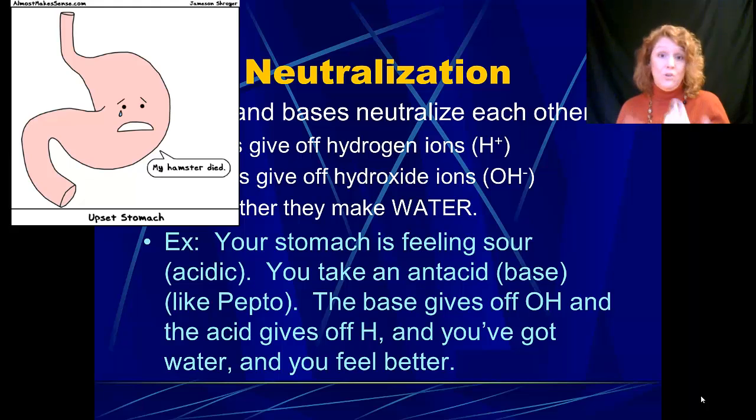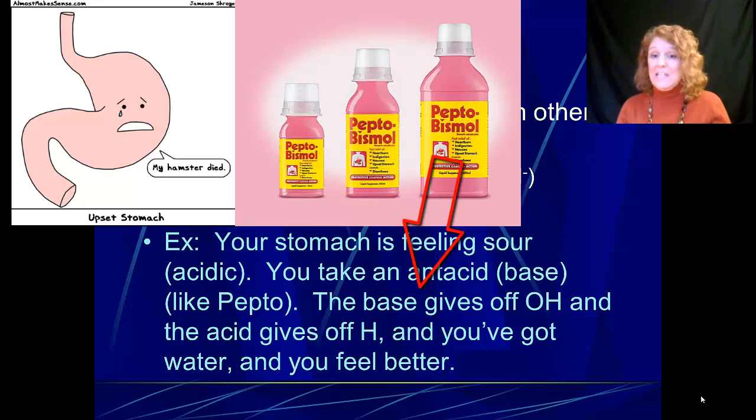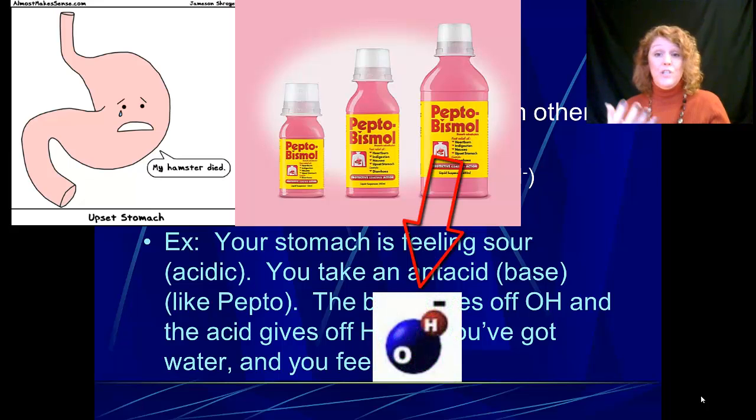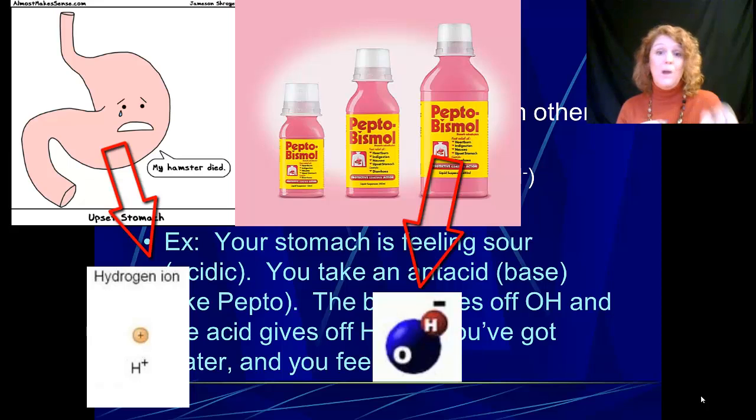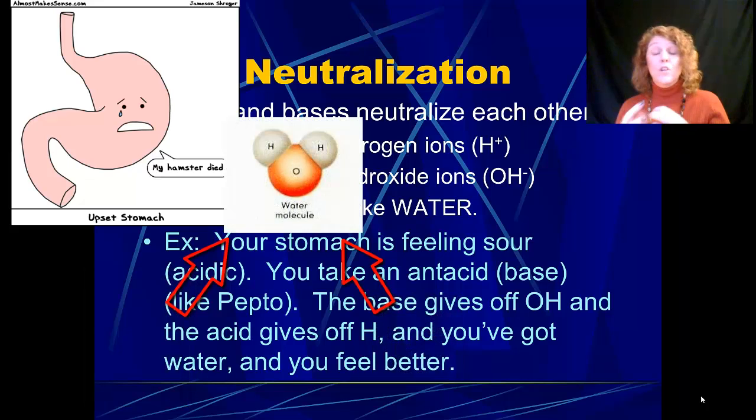So for example, your stomach is feeling sour because you've got too much stomach acid in it, which essentially is hydrochloric acid. You're going to take an antacid, anti-acid, which means not acid, which means it's a base, and that's like Pepto-Bismol. The base is going to give off OH, hydroxide ions, and the hydrochloric acid that's naturally in your stomach is going to give off H, positive hydrogen ions. And now in your stomach you've got water, and you've also broken down the acids that are in there, so your tummy's going to feel better.